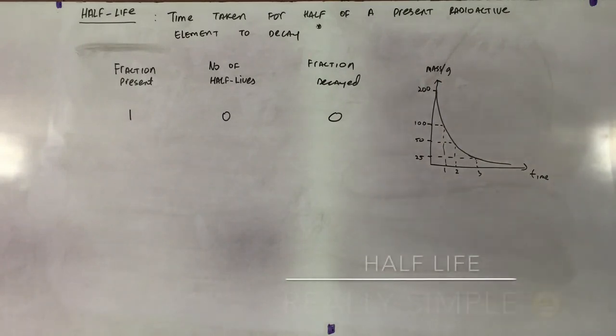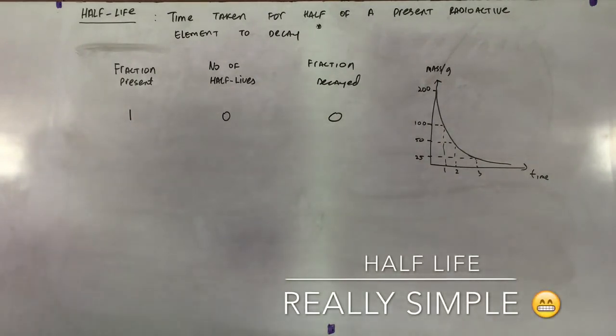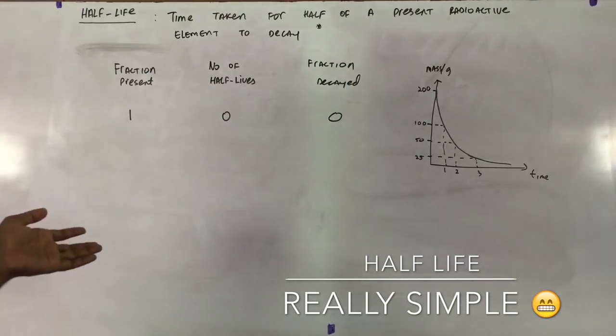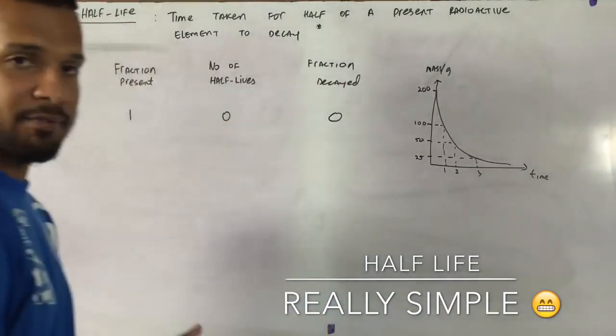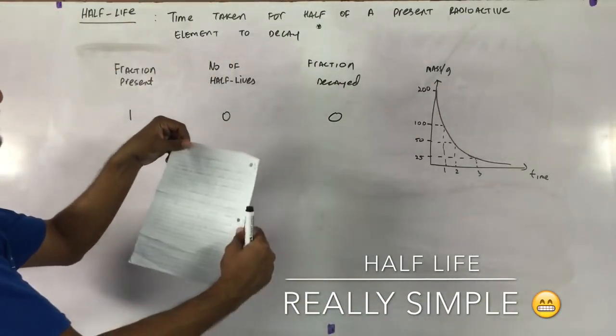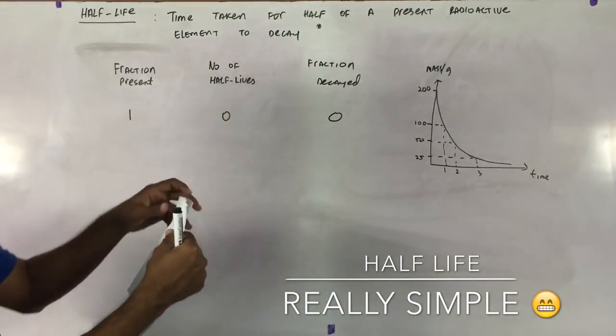So we continue with radioactivity. Now we look at half-life. What is half-life? Half-life is simply the time taken for half of a present element to decay. So what it is, is this. If this is the element, the time it takes to go from the whole to half of the element.